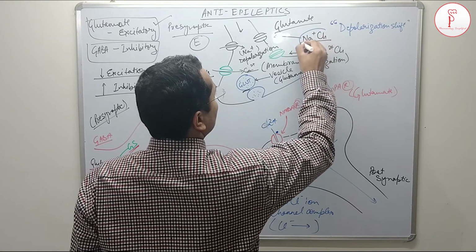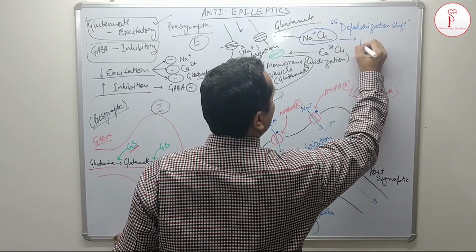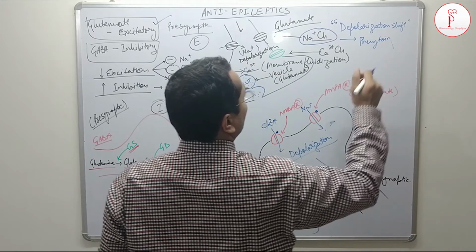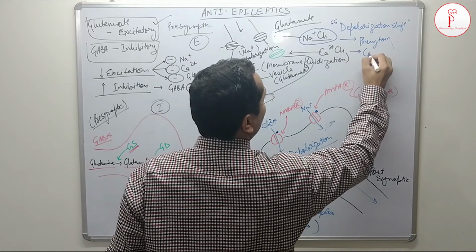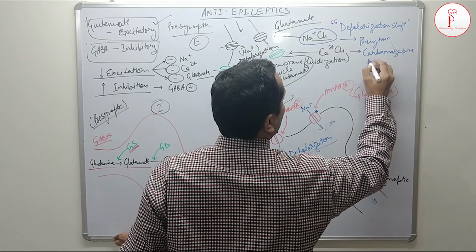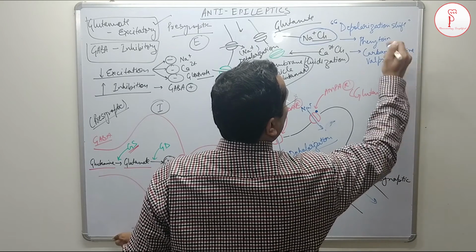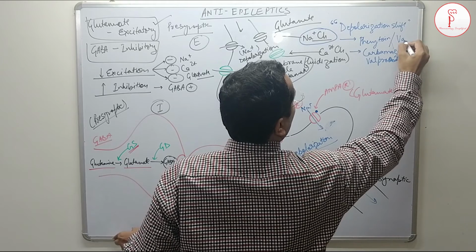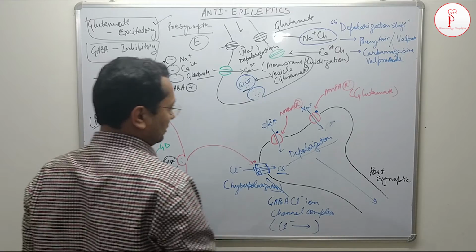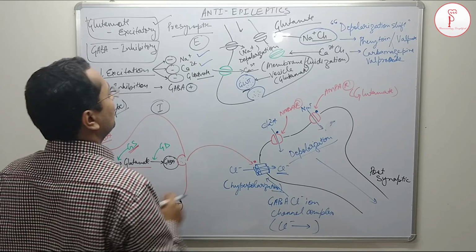For inhibiting sodium channels, we have a drug called phenytoin. For calcium channel inhibition, we have carbamazepine and valproate. We also use valproate here, right? So we have taken care of these two.